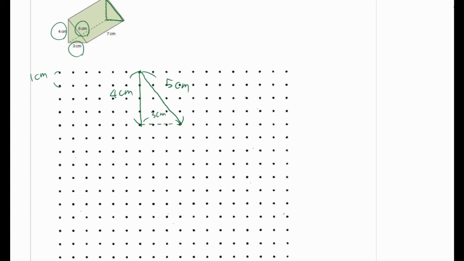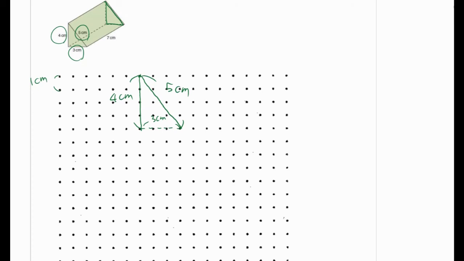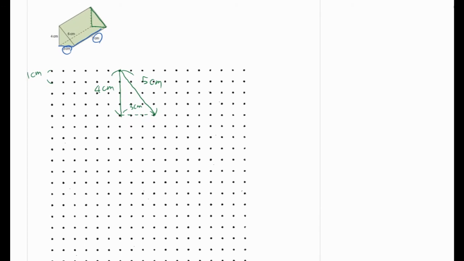Okay? After that, we're going to draw this face attaching to the 3 centimeter side, right? So this is 3 centimeters and 7 centimeters. So let's draw it. So 7 centimeters. So 1, 2, 3, 4, 5, 6, 7. So we're going to go all the way to here, 7 centimeters.